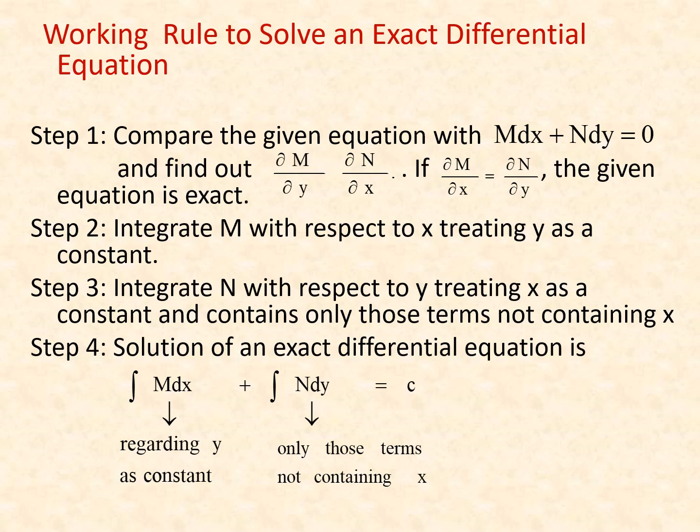Coming to step 2, after concluding the given equation is exact, integrate M with respect to x, treating y as a constant. Move on to the next step. In step 3, integrate N with respect to y, treating x as a constant, including only those terms not containing x. Coming to step 4, the solution of an exact differential equation is ∫M dx + ∫N dy = c.